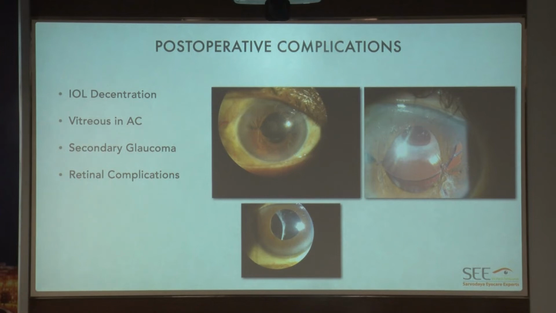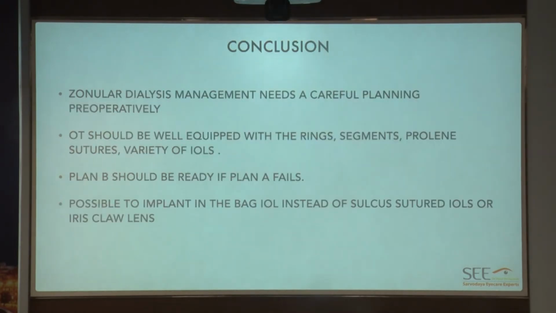The second one is a patient where only an endocapsular ring was inserted. The lens was very well centered, but you can see the capsular margin coming into the center. And you can land up with vitreous in the anterior chamber, secondary glaucoma, and retinal complications like CME and retinal detachments are possible. So to conclude, zonular dialysis management needs careful planning pre-operatively.